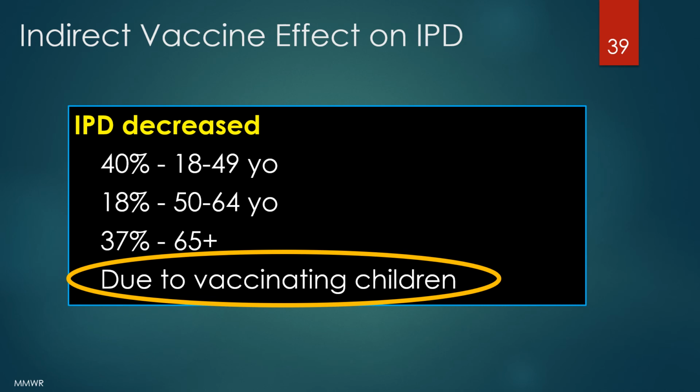Previously, we discussed the impact of PCV13 on the prevalence of IPD serotypes. This slide demonstrates the indirect effect of vaccinating children on actual IPD rates. By vaccinating children with PCV13, there was a 40% decrease in invasive pneumococcal disease in the 18 to 49-year-old age group, 18% in 50 to 64-year-olds, and a 37% decrease in those 65 and older. As previously mentioned, vaccinating children is an important strategy to decrease invasive pneumococcal disease in adults.